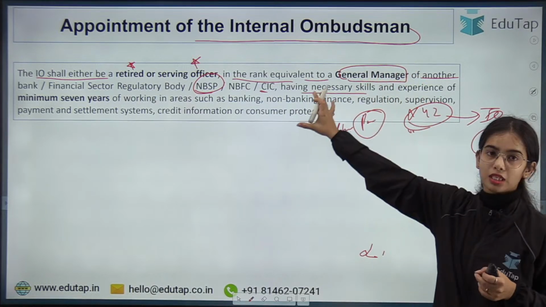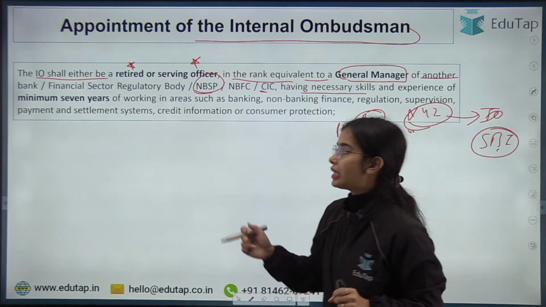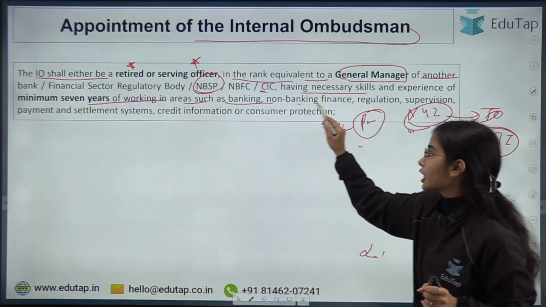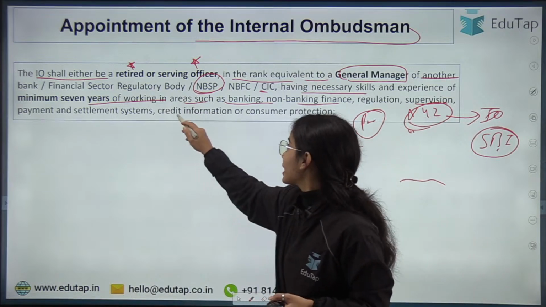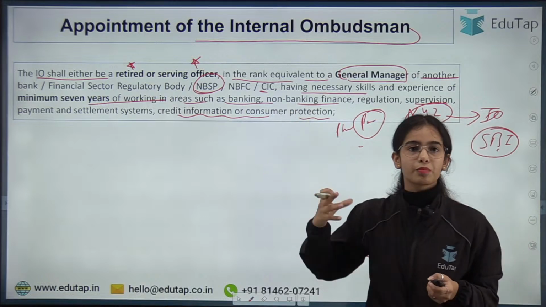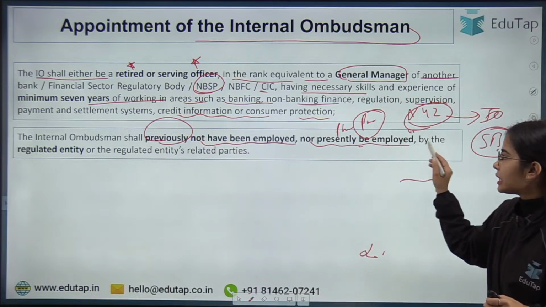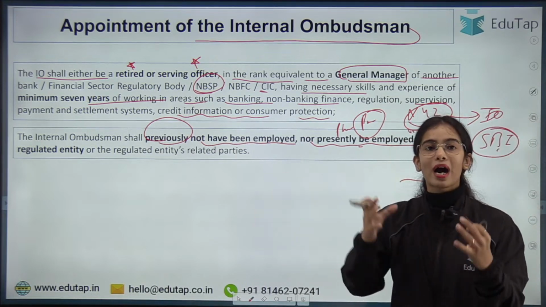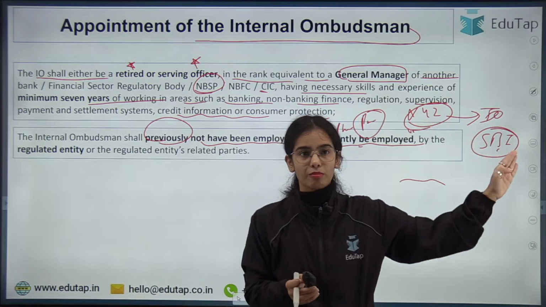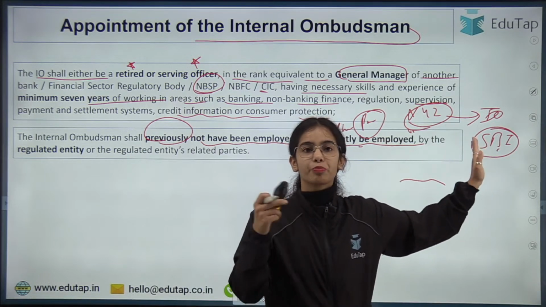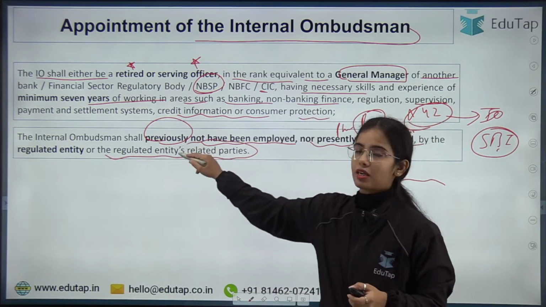Okay. Now, if you are hiring a person as an internal ombudsman, they must have a minimum experience of 7 years of working in areas such as banking, non-banking, finance, regulation, supervision, payment and settlement systems, credit information or consumer protection. So in these areas, the person should have the experience. The internal ombudsman shall previously not have been employed, nor presently be employed by the regulated entity who wants to hire that person. If you want to hire XYZ as the internal ombudsman, XYZ should not have been previously or currently employed in your company or in the related parties of your company.